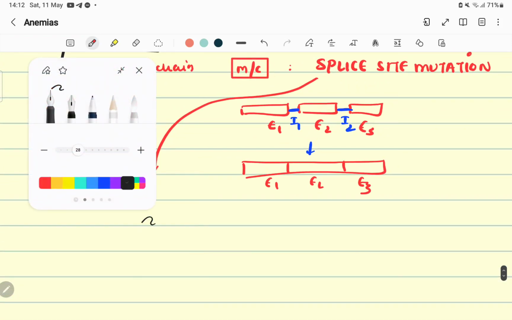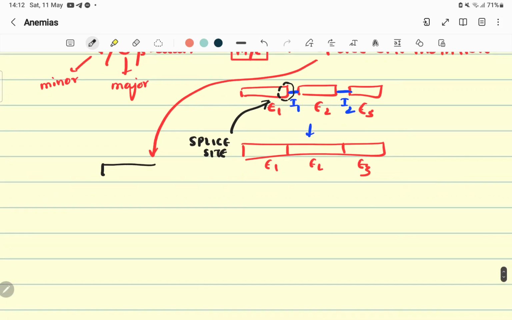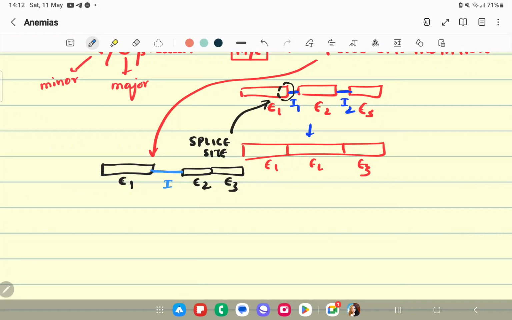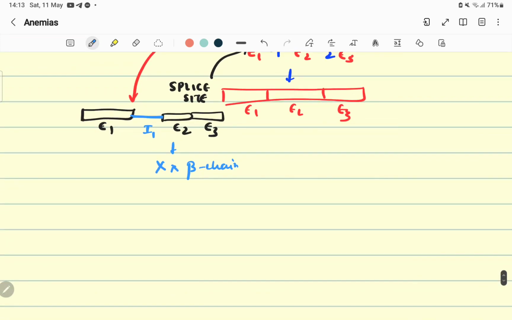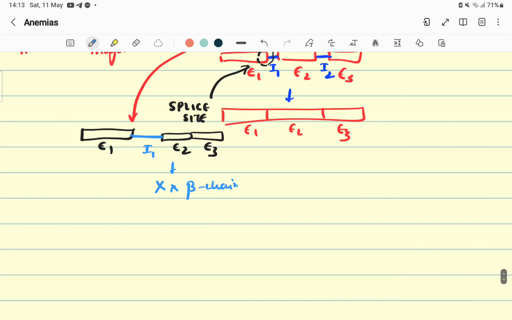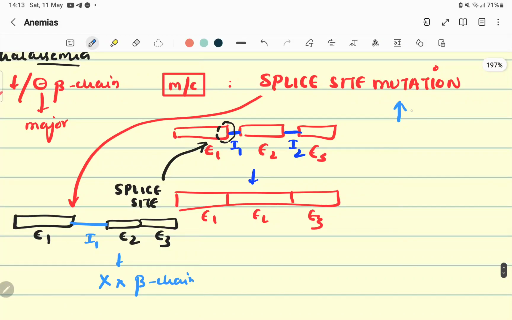Let's say this is the splice site, and there is a mutation here. Exon 1, exon 2, and exon 3 will be linked, but an intron, I1, will remain. This is a splice site mutation. It will never produce the beta chain; it will produce some random protein. So this splice site mutation is the most common pathology.